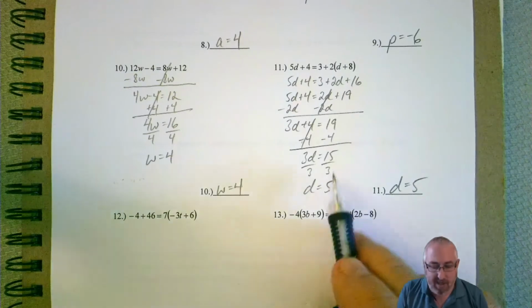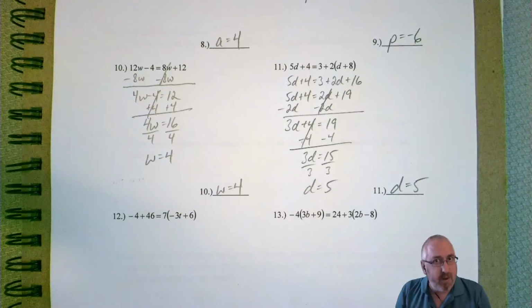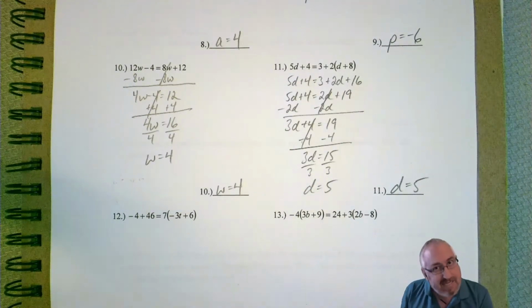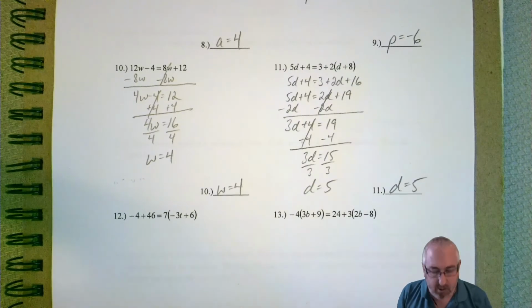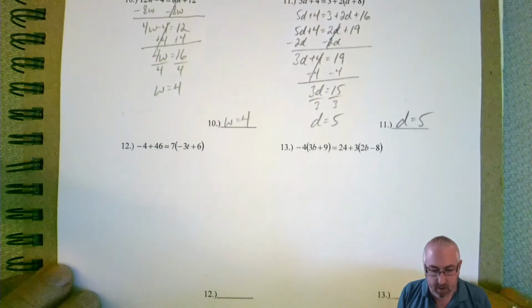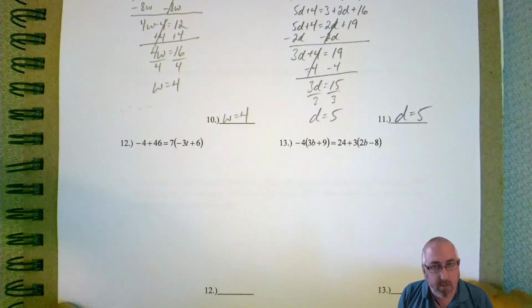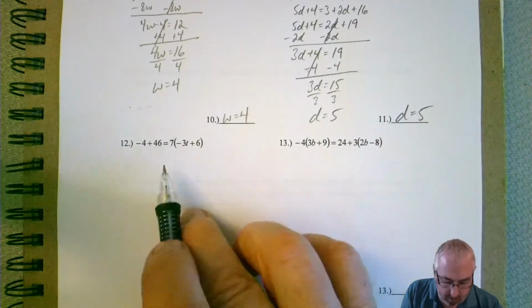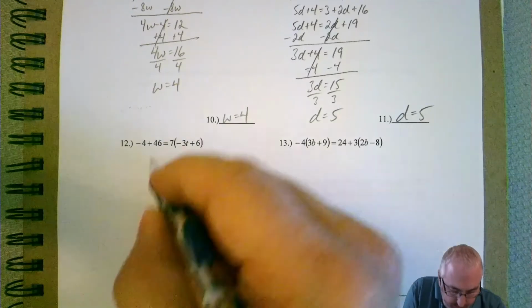Most of the time, the last step should be division. So if you're feeling like there's something more you have to do after that, you might want to go back and see if you made a mistake. Usually the last step is division. Not always, but most of the time. Okay, a couple more.